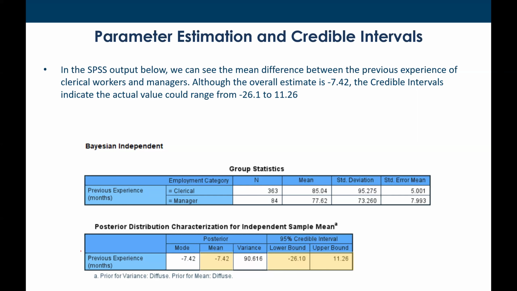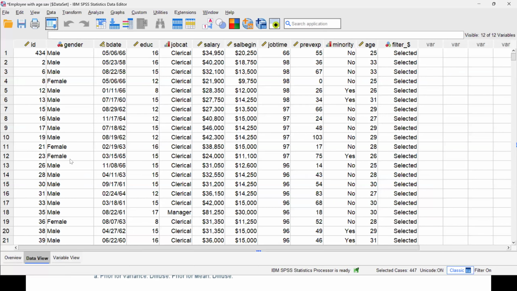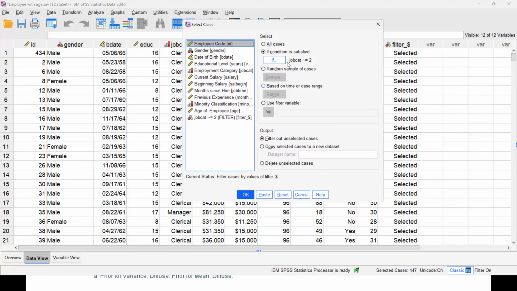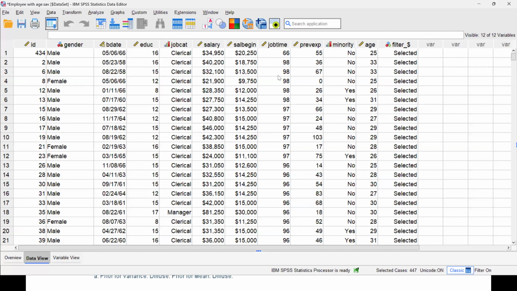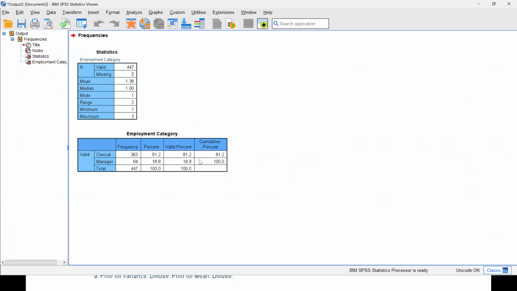If I wanted to reproduce that in SPSS, I would simply go to SPSS here. I've already run a select statement here to get rid of one of the groups in the job category variable, which I've used in that analysis. If I just run the descriptive statistics against it, you can see we've only got 363 clerical workers and only 84 managers.